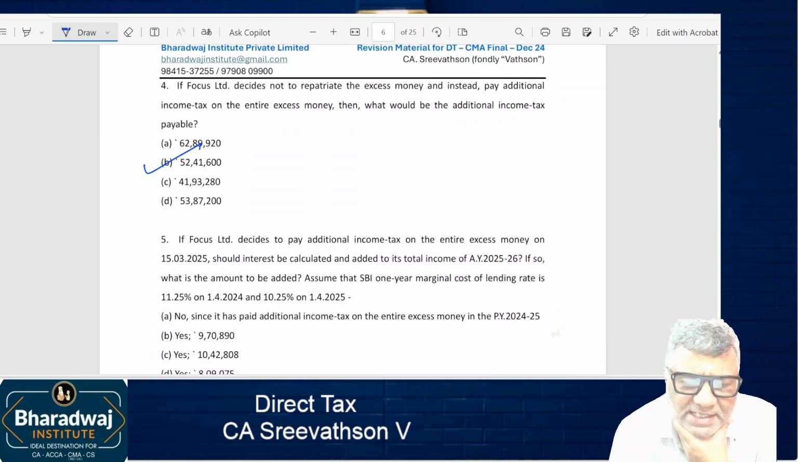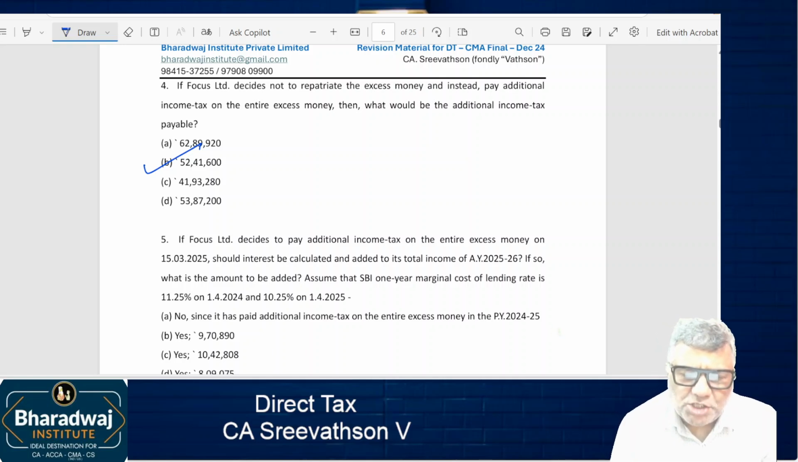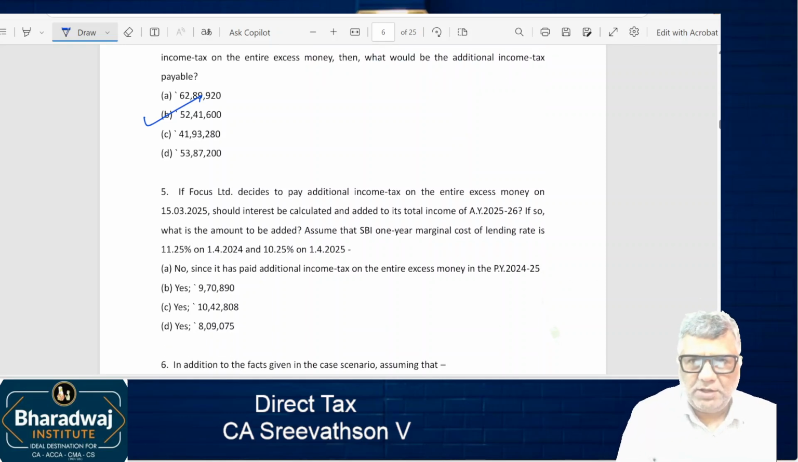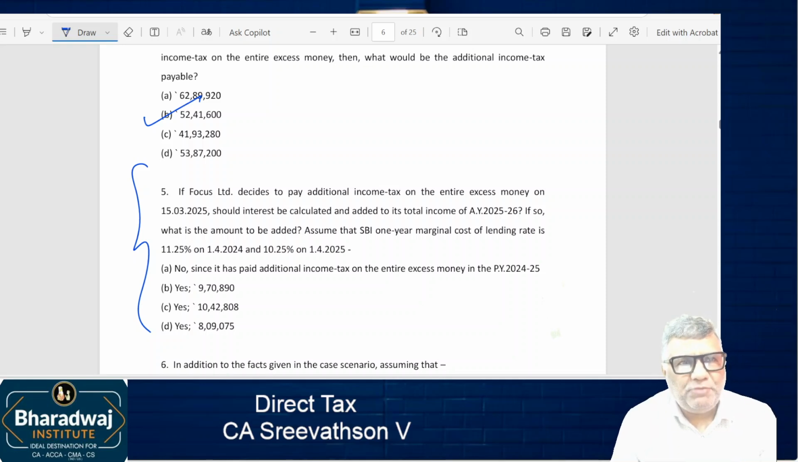If Focus Limited decides to pay additional income tax on the entire excess on 15/3/25, should interest be calculated and added to its total income? Yes, you need to add it. If so, what is the amount? Assume SBI rate. This answer also I will do along with that. If they had decided to pay before 28th Feb, that's different. Since it has exceeded the 90 days, they have to definitely charge the interest.